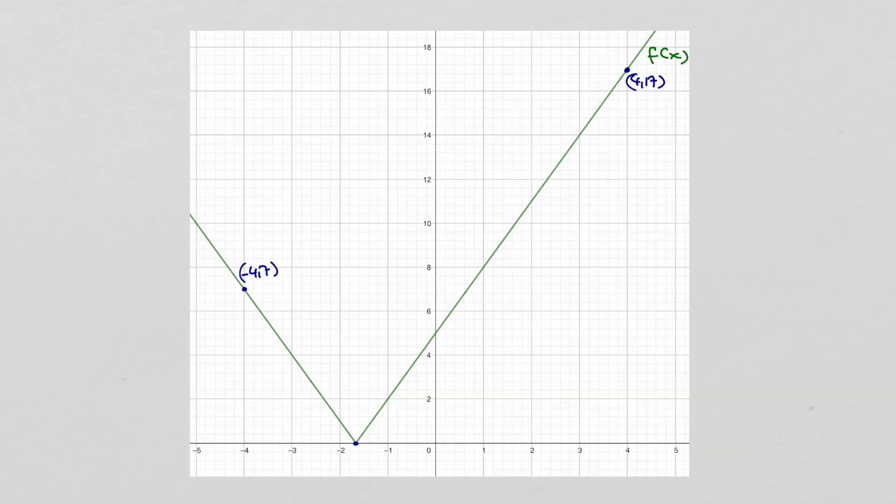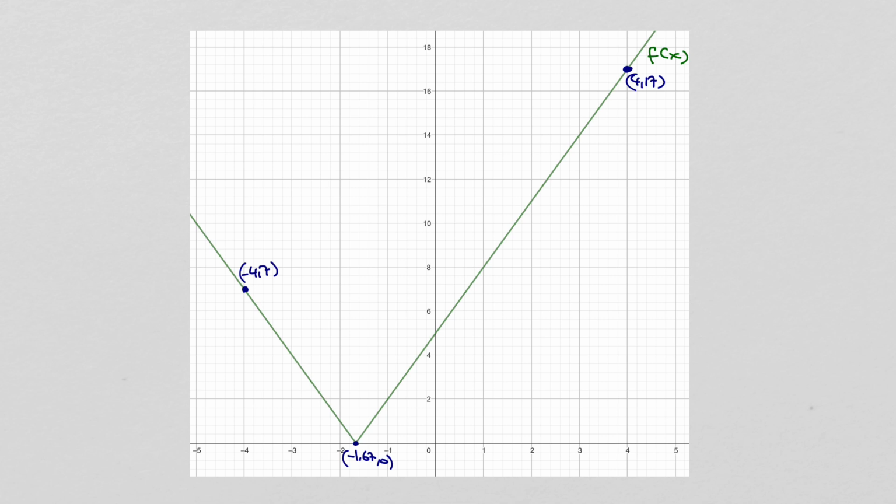Okay, so if we plot our 3 points, we had out to -1.67 and up to 0. So that's where the graph is cutting the x-axis. We have out to -4, 7, and we had out to 4, 17. And if we join -4, 7 to where it touches the x-axis, and then we join -1.67, 0 to 4, 17, you see that we actually get 2 straight lines.